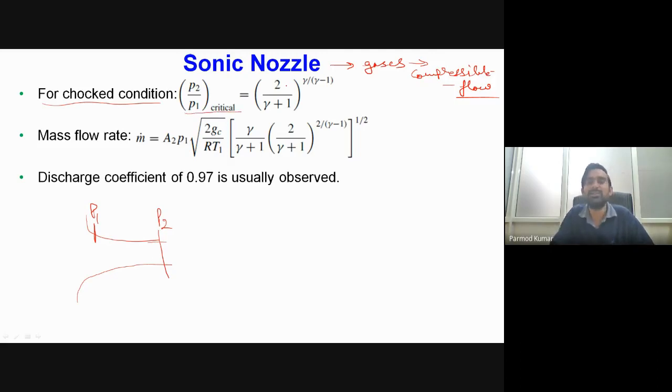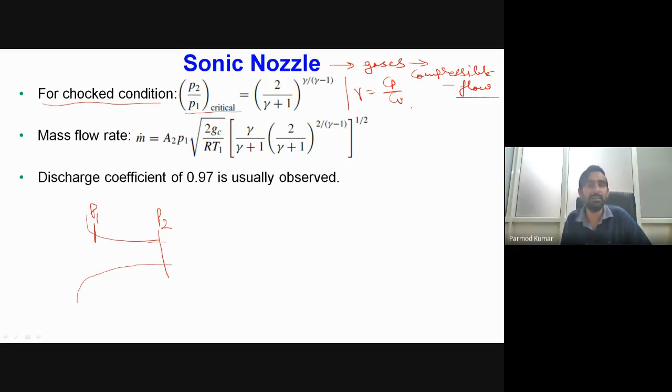So using the basic formula, the pressure drop across the nozzle corresponding to the sonic flow situation is equal to (2 divided by gamma plus 1) to the power gamma divided by gamma minus 1. Here gamma is the ratio of the specific heats, meaning specific heat at constant pressure divided by specific heat at constant volume.